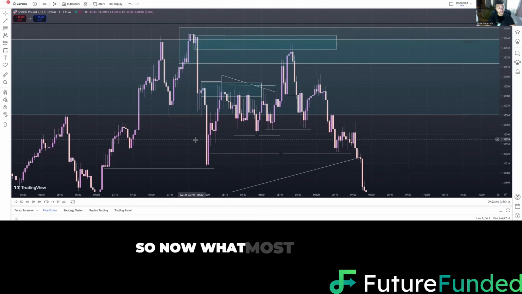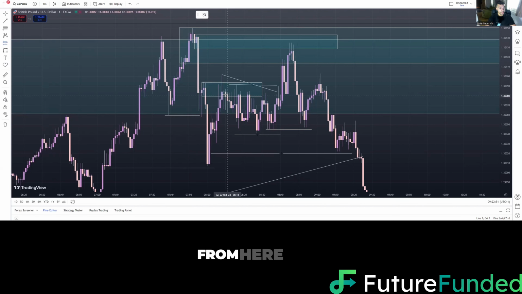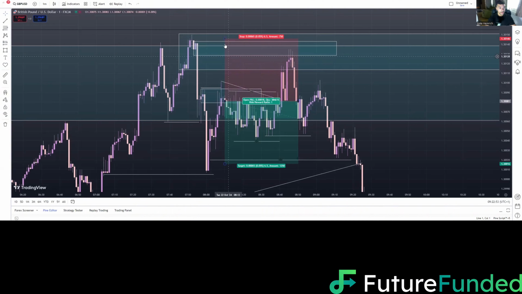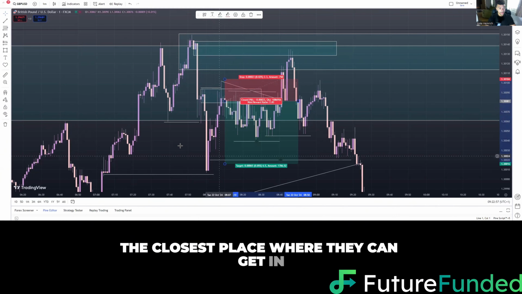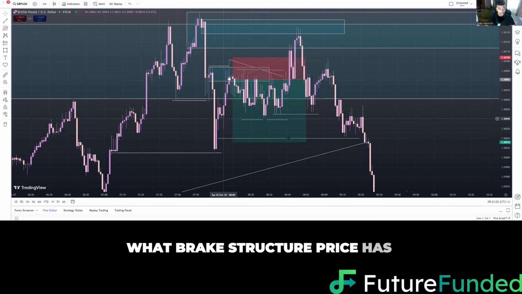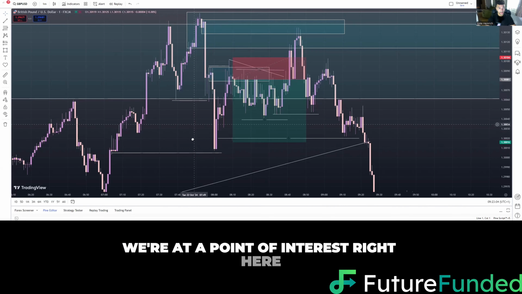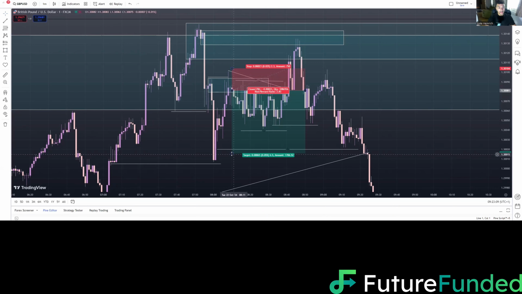So now what most people are going to be looking for, most people are going to be looking to take sells from here. Okay. Reason being is because this is the closest place where they can get in. And they've looked at this and said, right, got a break of structure. Price has now retraced. We're at a point of interest right here. So we're going to look to take some sales right here. And we're going to put our stops just above here.